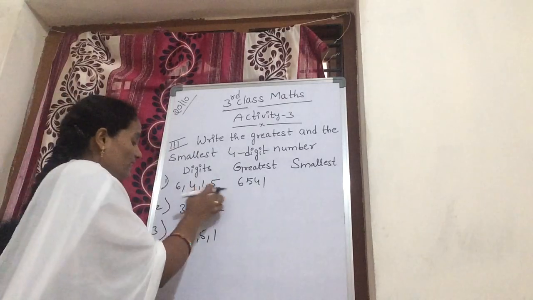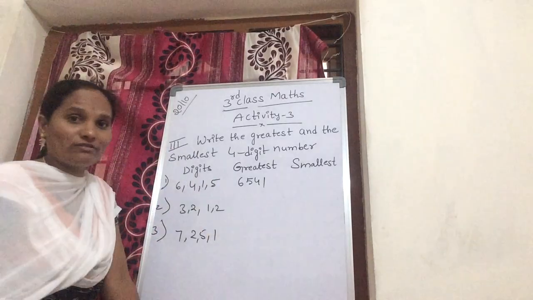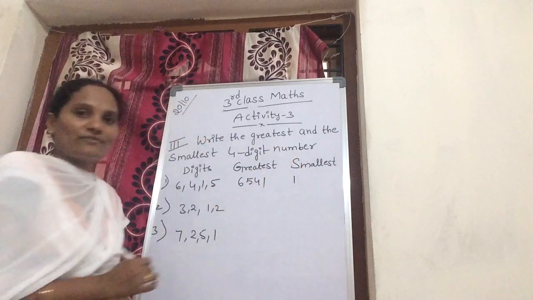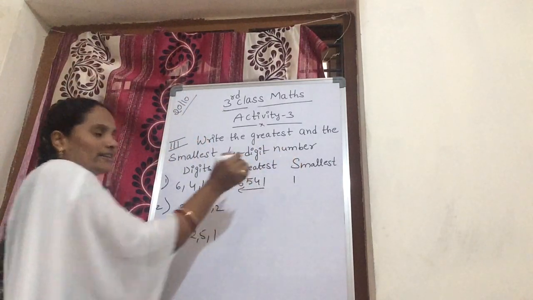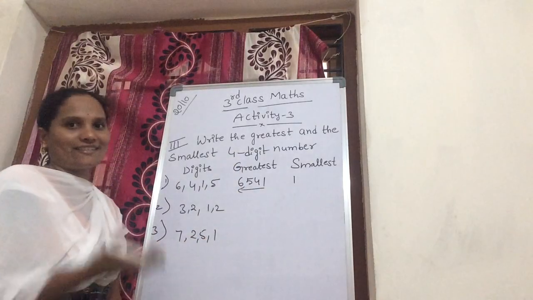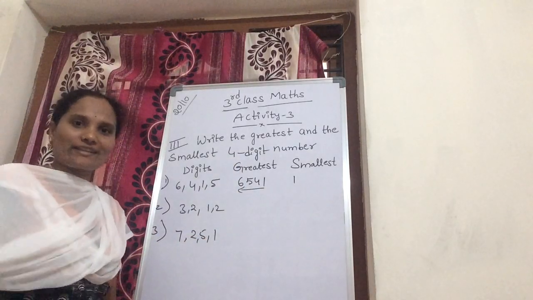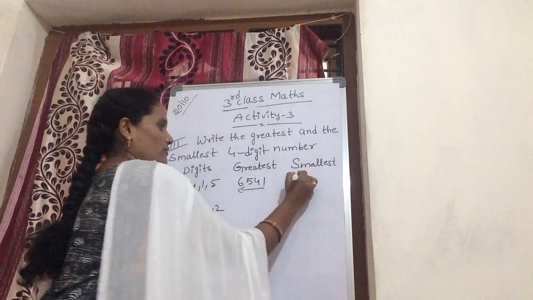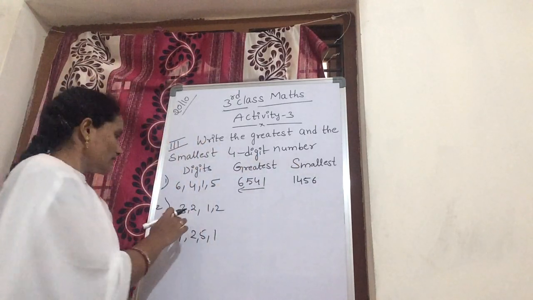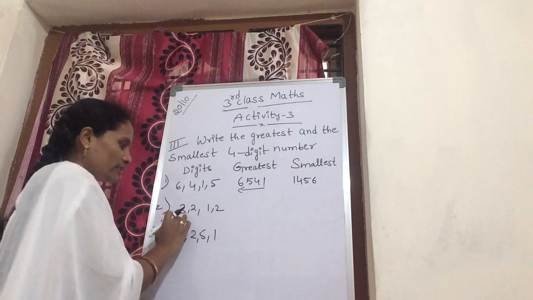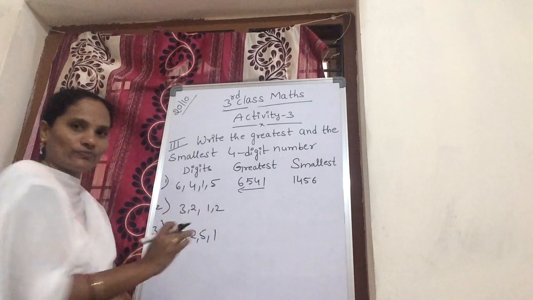Next you need the smallest number. So first in the given digits, which one is the small one? You should write the smallest first. You reverse like this, write like this. Or you compare digits: small, next small, like that. 1, 4, 5, 6. Okay, children, we have got it. Next one, you are getting 3, 2, 1, 2.